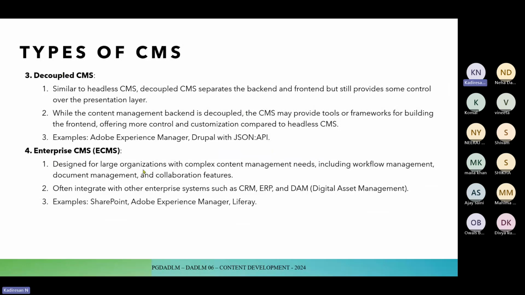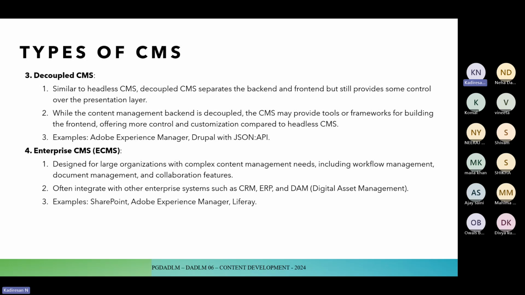And the fourth one is the enterprise content management system. ECMS is designed for large organizations with complex content management needs, including workflow management, document management, and collaboration features. It often integrates with other enterprise systems such as CRM, ERP, enterprise resource planning, and digital asset management. So it is designed mainly for larger organizations, where they need more content to be displayed, a proper workflow management and document management, and they need to collaborate with different users and different peers. So enterprise CMS is very useful for them.